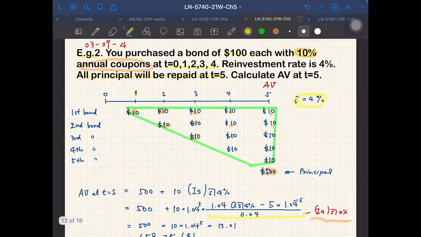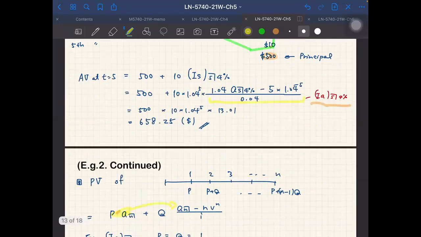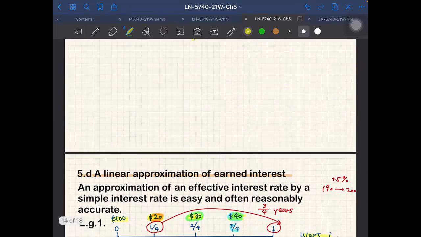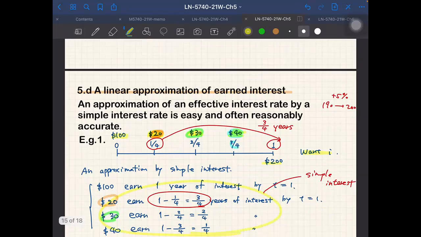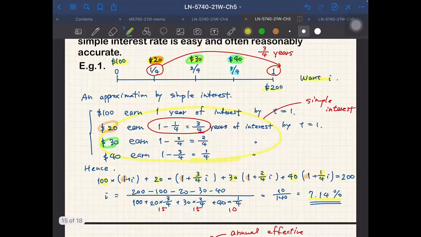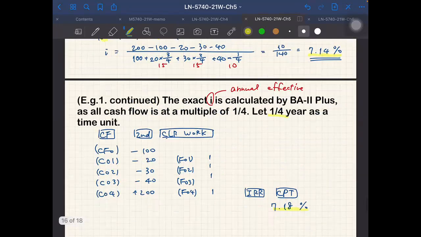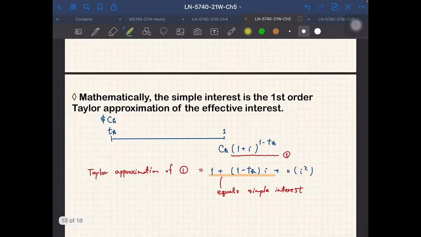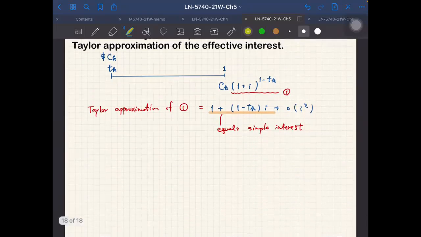So there are some more complicated cases. This is the second question. And the 5D, this is a technical section. Maybe it's useful to approximate the answer, but it will not appear in the exam.